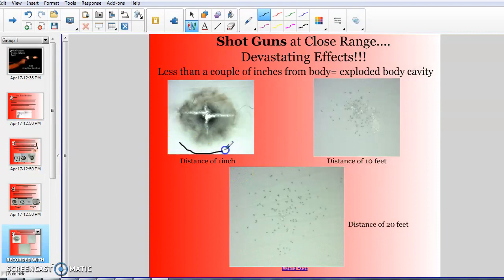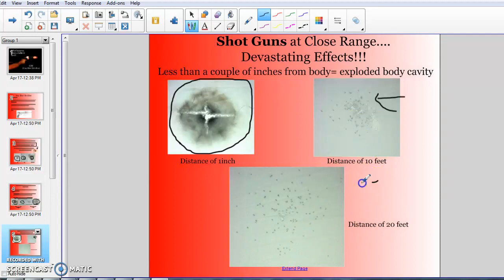So a shotgun at the distance of 1 inch, this is what the GSR pattern would look like. Very rounded, just like the barrel of the gun. At 10 feet, this is not GSR, this is the pellets. Okay, because it's going to be a little different with shotguns because they have pellets instead of bullets.